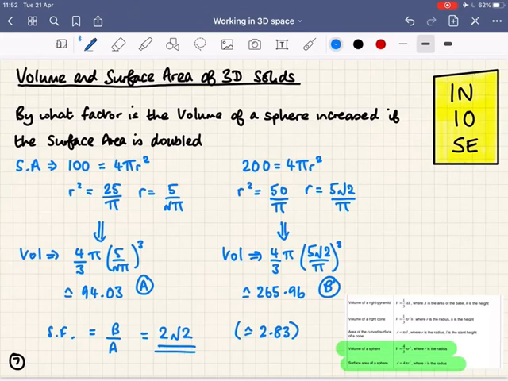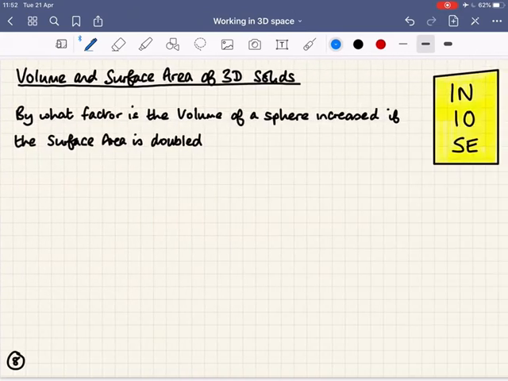lot of time. So let's have a look at what happens with 1 dimension, 2 dimensions, and 3 dimensions when we increase or decrease things by a scale factor. Now we know if we have, in this case with a sphere, the 1 dimension that we're working with is the radius. The 2 dimensions we're talking about here are the surface area. And the 3 dimensions we're talking about, the volume of the sphere.